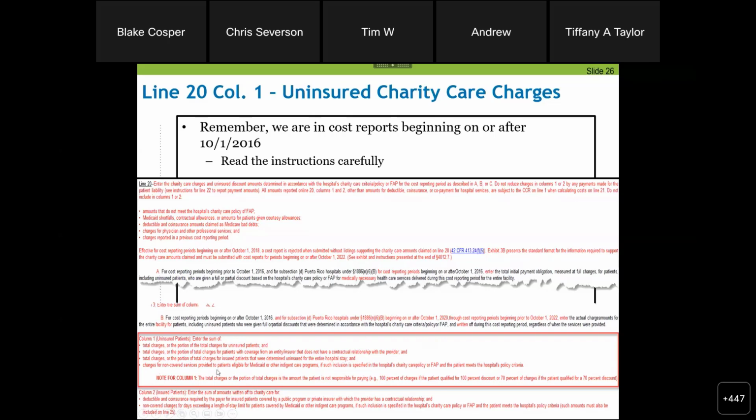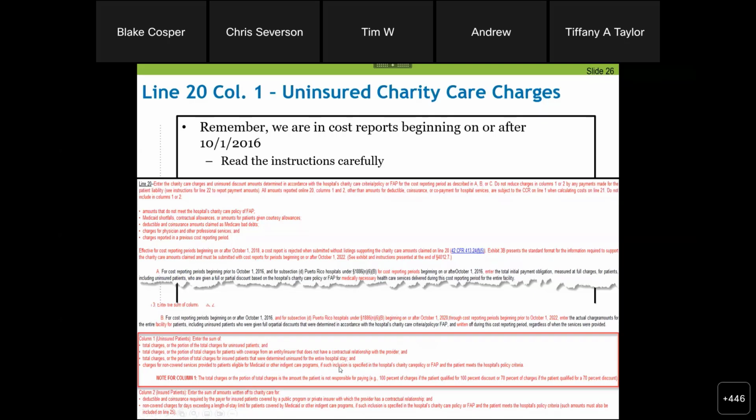Now, we also have a thing here, they specify this. I'm not really sure why they specify this. They've never given us a good answer, but a charge for a non-covered service provided to patients eligible for Medicaid or another indigent care program if such inclusion is specified in your policy. So this fourth one is very similar to the third one, although of course this might be the entire stay. They're non-covered at all, but they're still eligible for Medicaid.